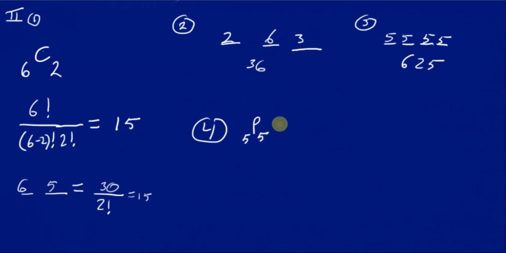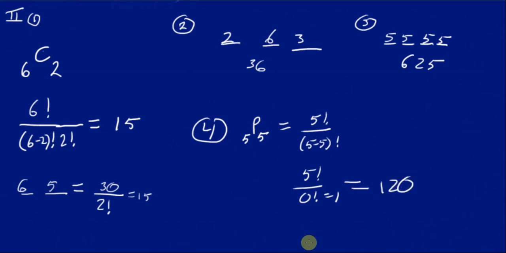This is the one that is that straight linear permutation where it's going to be 5 factorial divided by the 5 minus 5 factorial. So we get 5 factorial all over 0 factorial. 0 factorial by definition is equal to 1. So it's just going to be 5 factorial or 120.